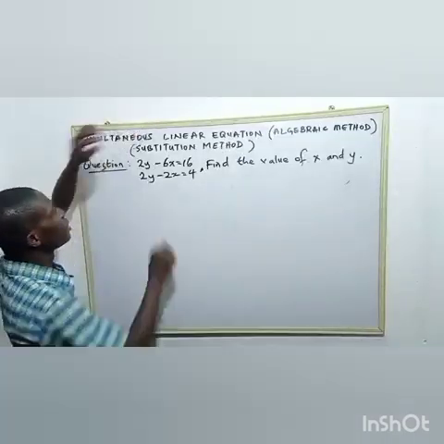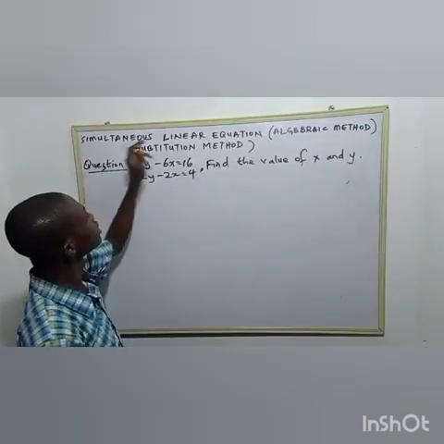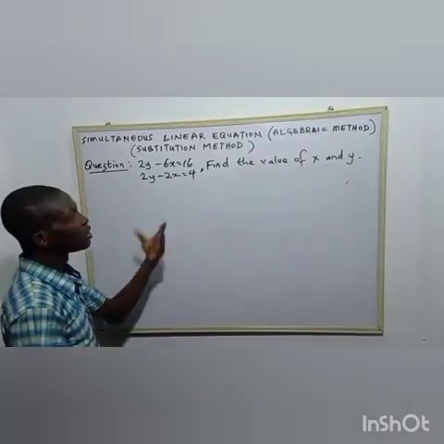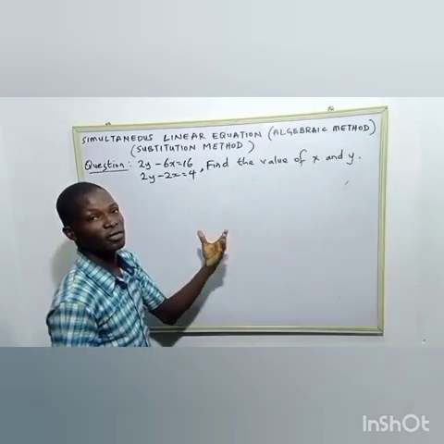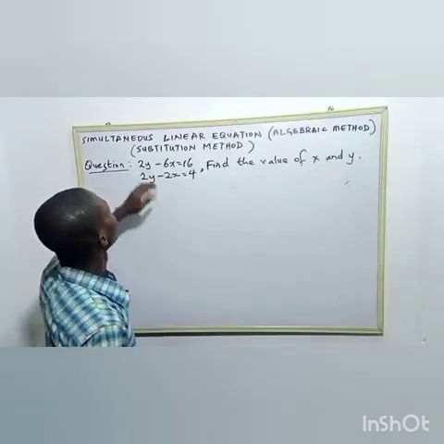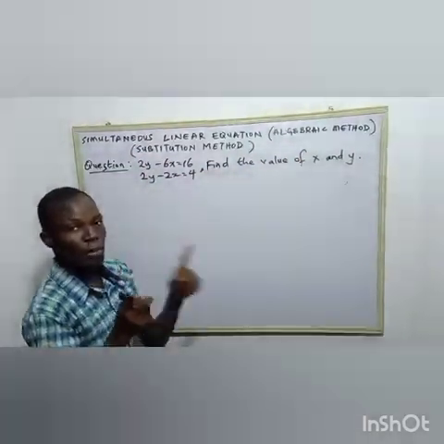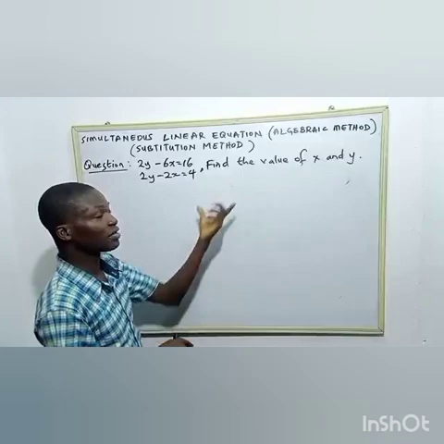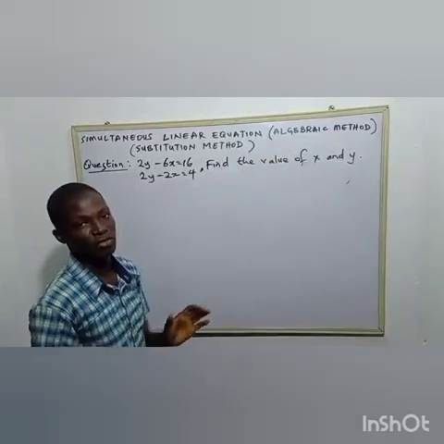Guys, we are back. Now, look at the subtopic we are considering under the simultaneous linear equation. The subtopic is algebraic method. The first one we did, we made use of a graph to calculate the value of x and the value of y. In the algebraic method, we have two methods under that. We have the substitution method, and the other one which we are going to look at after this one, which is the elimination method. But let us do the substitution method under the algebraic method first, okay?